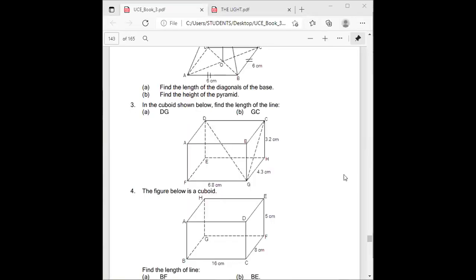Okay, members in group A, are you there? Yes, members in group A. I want you to discuss that question. Can you see the question? No, you can't see it. Let me share it with you. That's the question, so take note of it.